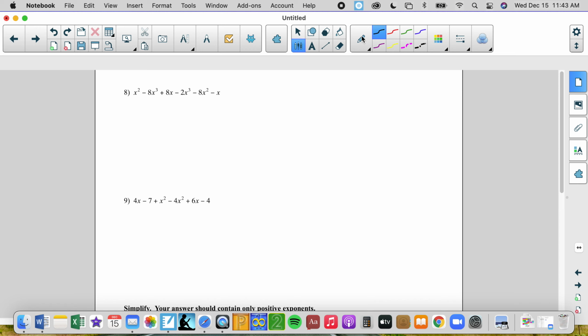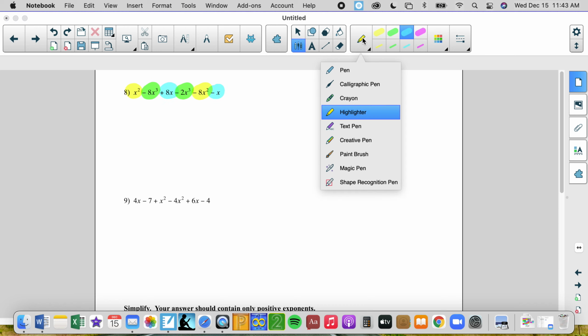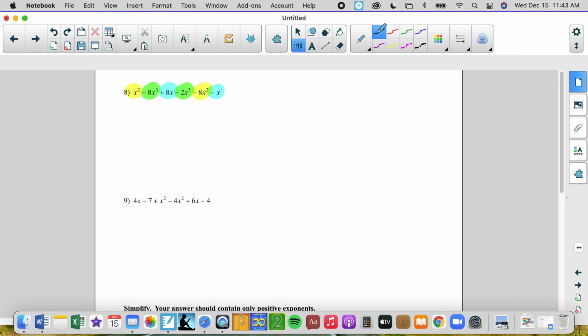Number 8. So we have x squared, -8x squared. We have -8x to the third, -2x to the third. We have 8x and -x. So everything has a pair. We're going to do -8x to the third minus 2x to the third. Then we're going to do positive x squared, -8x squared, positive 8x, -x.